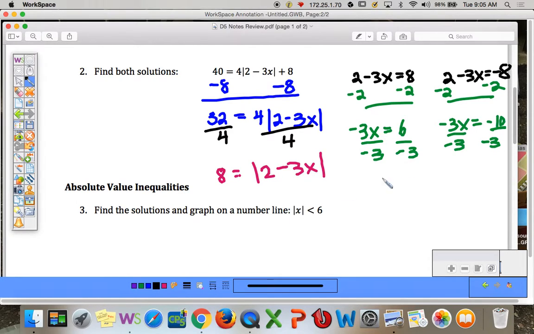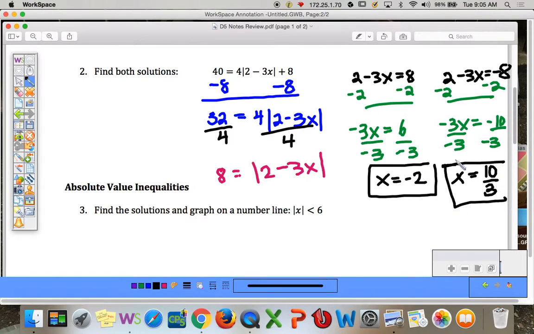And we get two answers. X can be negative 2, and this whole thing will work. And the other answer, x can be positive 10 over 3. So if we have a negative divided by a negative, that equals a positive. Okay, so that's solving an equation where we split it up and get two answers.